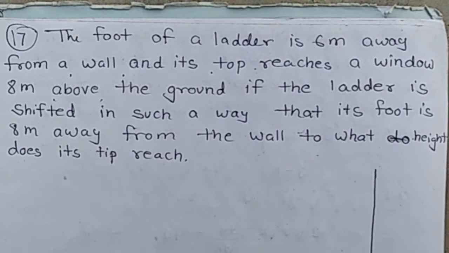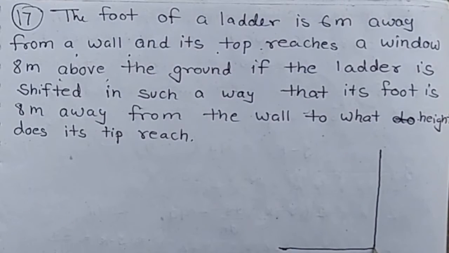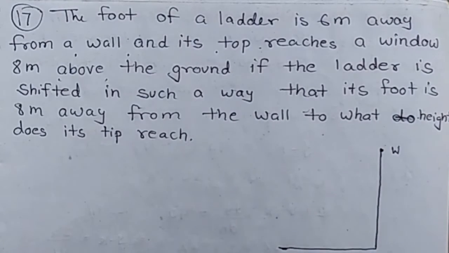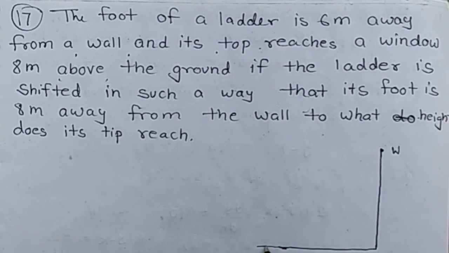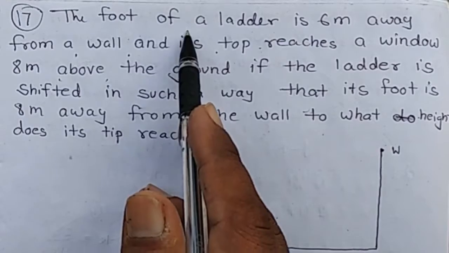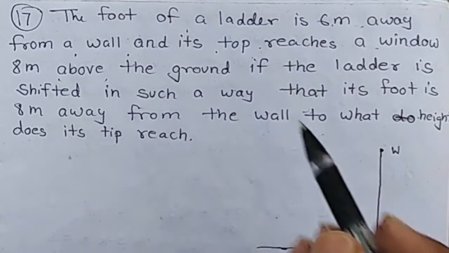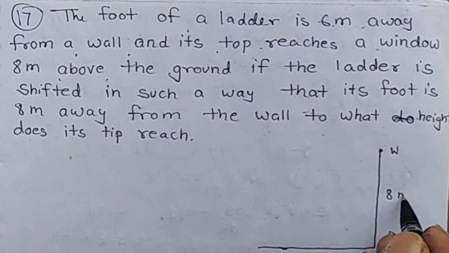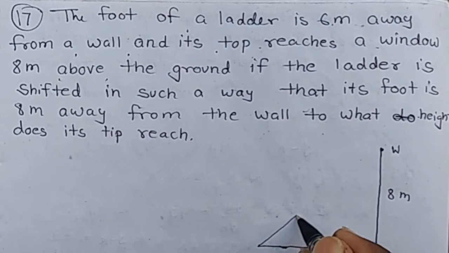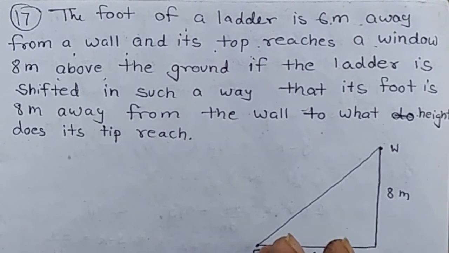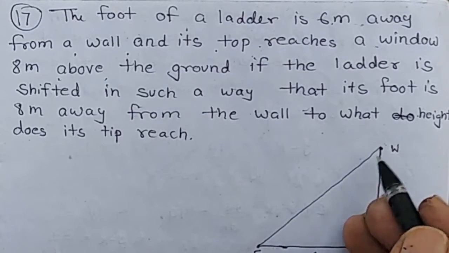Let it be the window. According to the question, the foot of a ladder is 6 meters away from a wall and its top reaches a window 8 meters above. The window is 8 meters above, and it is the foot of the ladder, which is 6 meters away from the wall, and the length of the ladder is FW.